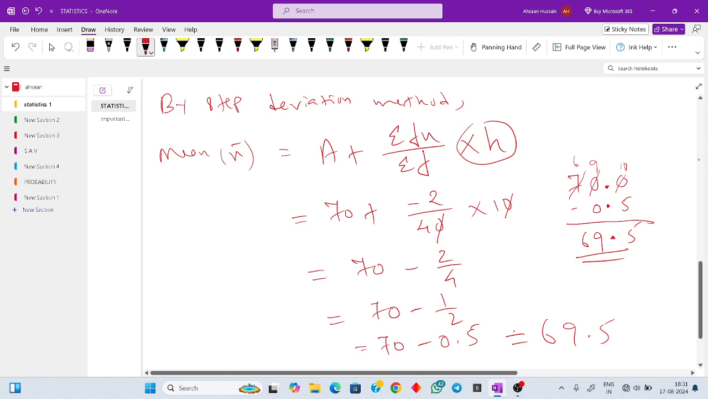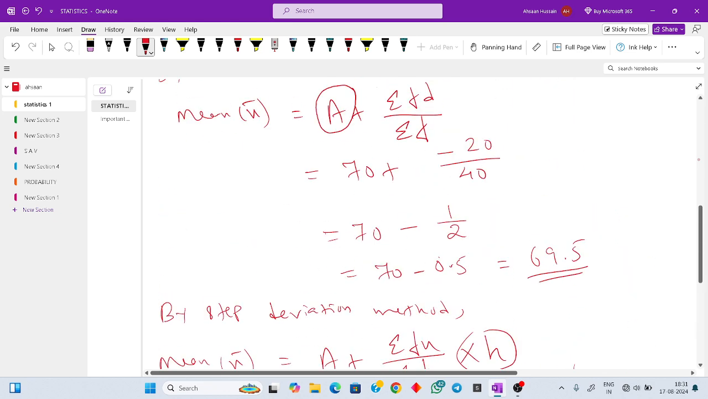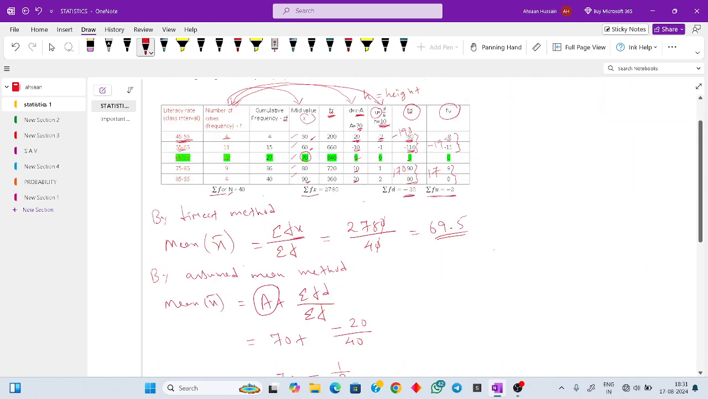Okay. So by following the three methods, we have obtained the same result. Now you might be thinking why we need to follow three methods if you can directly solve it with the help of the direct method.